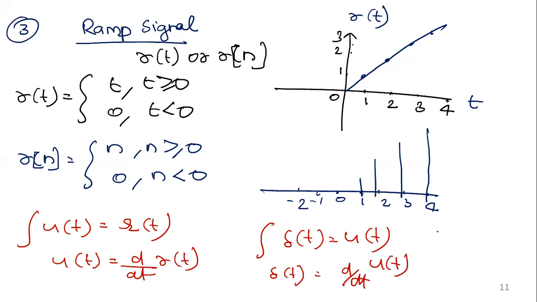Then how will we connect? Double integral of delta of t is equal to r of t. Similarly, delta of t is equal to d square by dt square of r of t. You can connect these things, because now you know how u of t is defined, how r of t is defined, and how delta of t is defined. And you know that integral of 1 is equal to t, and d by dt of t is equal to 1. So use that concept, use that logic, and then you will understand that these results which I have written here in red color are correct. That's your job. By doing this, you will understand the concept very well.